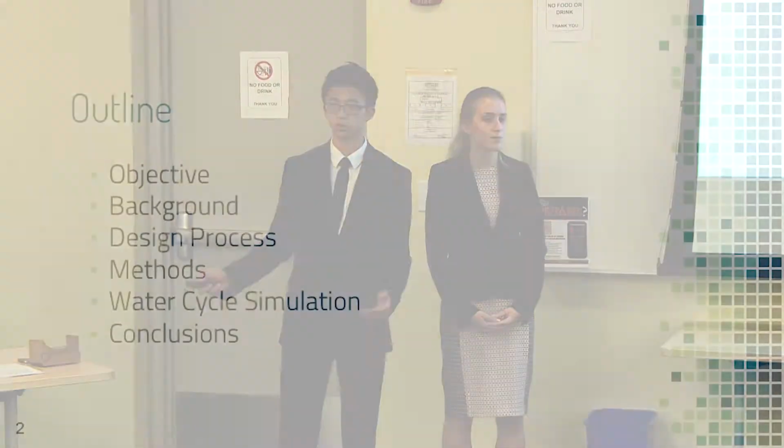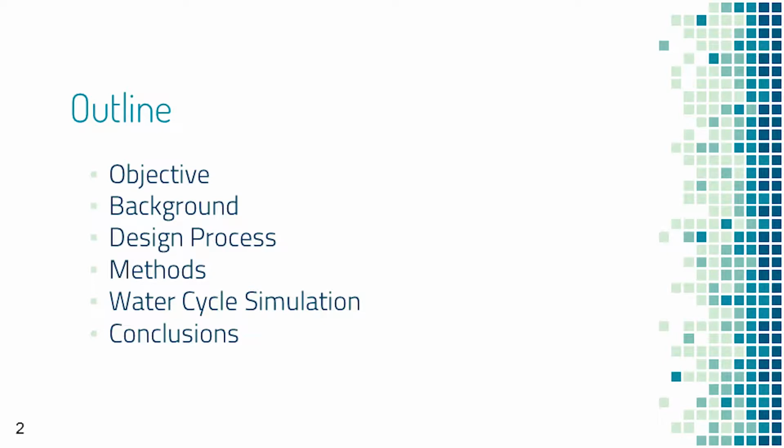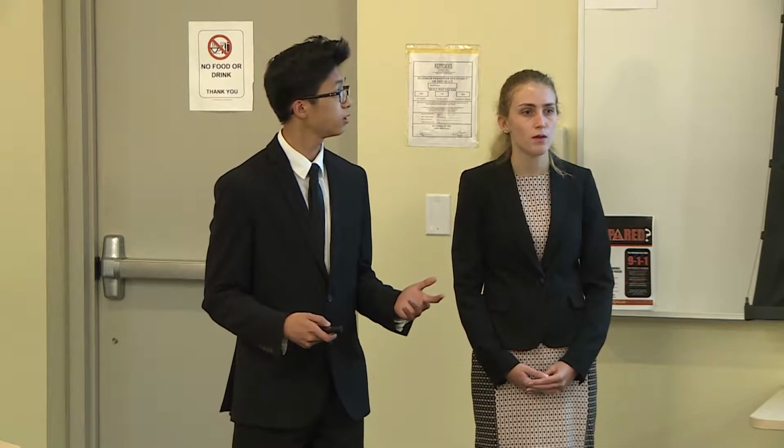A brief outline of what we're going to talk about today. We're going to go through some of the goals of this project, why we chose what we chose, which is the water cycle. Then we're going to go through some of the background technology of what we used, in specific virtual reality. After that, we're going to walk you through our design process of how we chose what we wanted to do and how we implemented them.